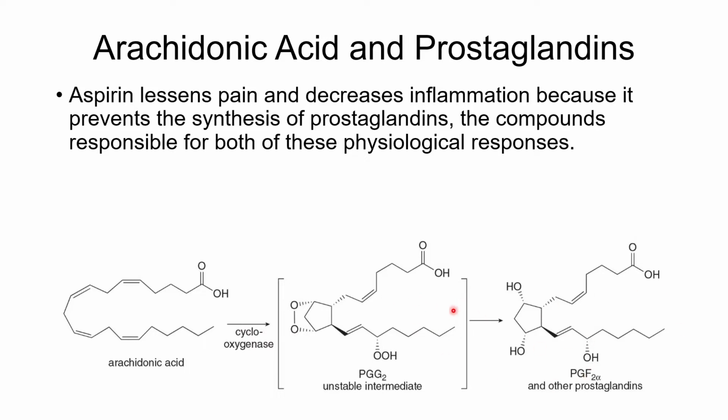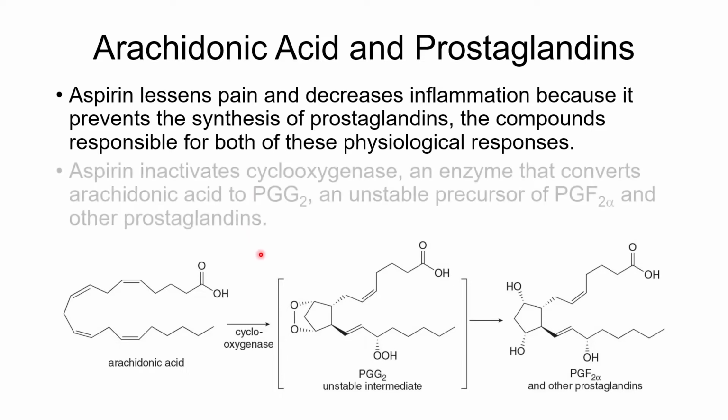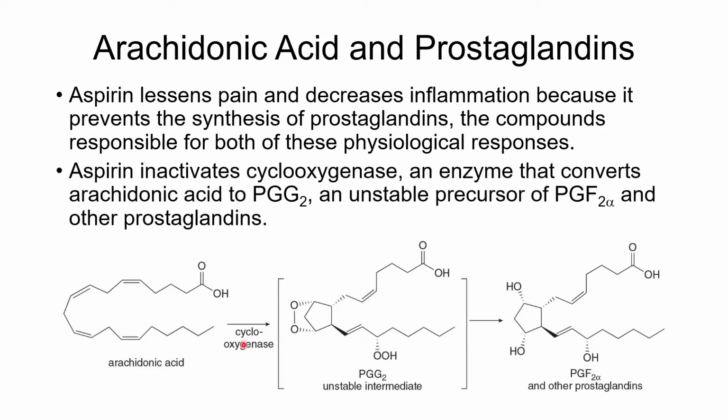And when it does, those prostaglandins send signals to your brain to tell you, oh, there's inflammation, you should feel pain. And so your brain sends signals, saying, oh, this hurts. Well, one of the things that aspirin does is it helps to inactivate that cyclooxygenase and make it so that you don't get as many of these signals to your brain that it hurts, and it also decreases inflammation.